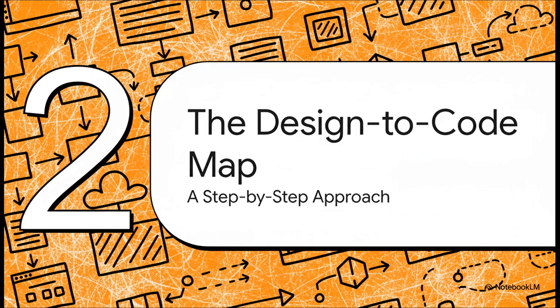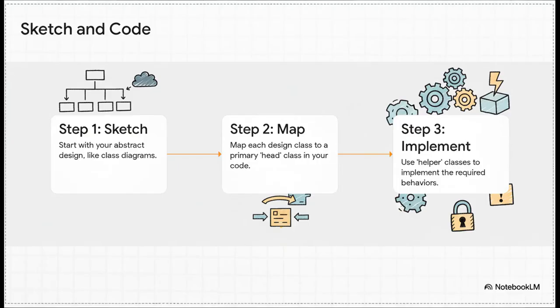That brings us to our next section, and this is kind of the core of our explainer today, the design to code map. We're going to lay out a really practical, step-by-step approach for translating your design directly into good, object-oriented code. A really popular strategy is what you could call the sketch and code approach. It's super simple, just 3 steps.